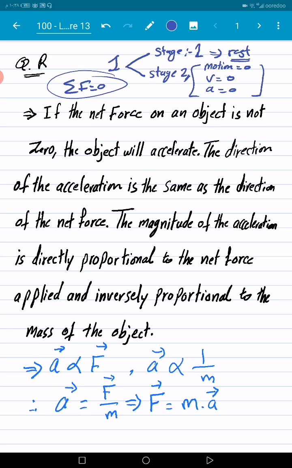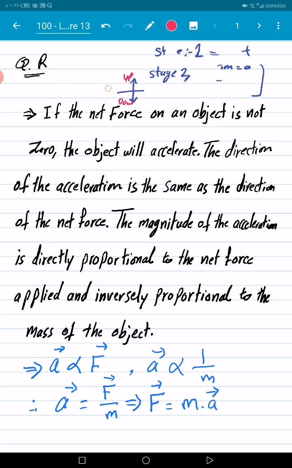And sigma F is equal to 0 means, along the y-axis, up and down, and along the x-axis, left and right, all are equal to 0. We gave more explanation and more examples about this step. Then last lecture we also discussed Newton's second law.